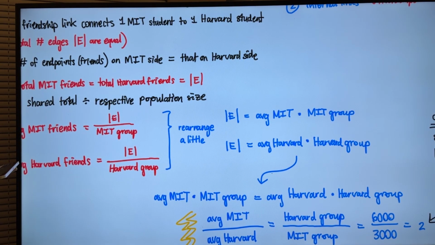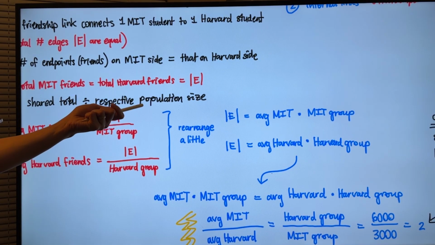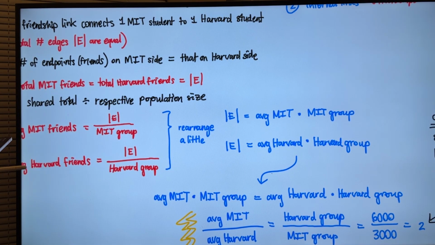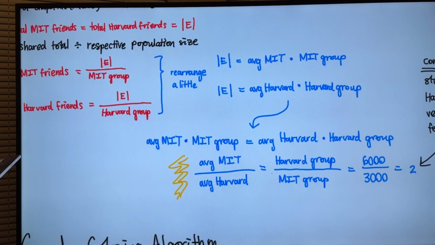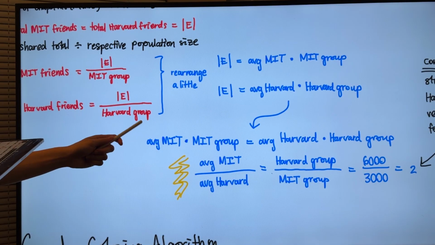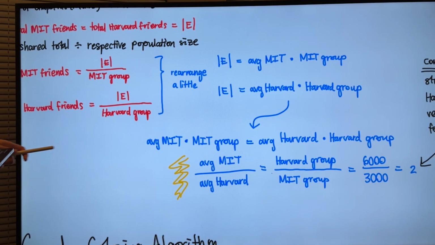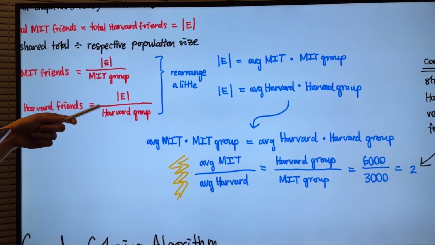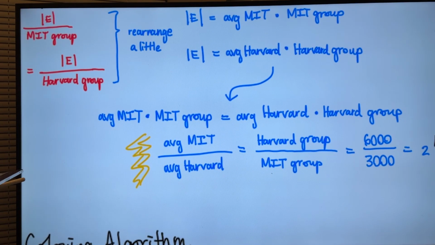Now, if we rearrange even more, we can set these equal to each other because they both equal absolute value of E, correct? So if you set these equal to each other, you divide both sides by the average of Harvard, and then you divide both sides by the size of the MIT group. Essentially, you get this form of the equation, which is the average MIT over the average of Harvard equals the size of your Harvard group over the size of your MIT group.